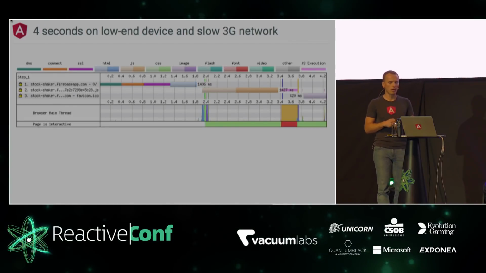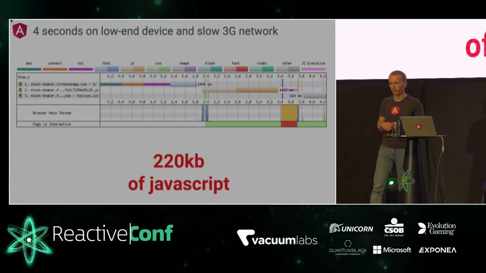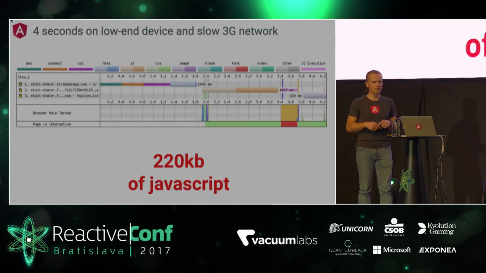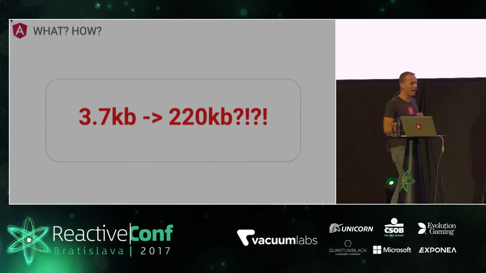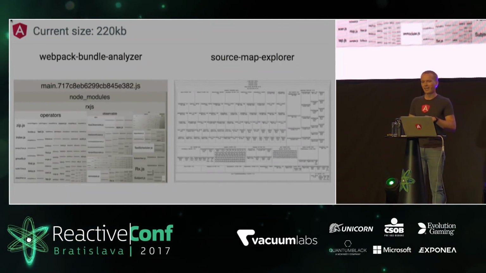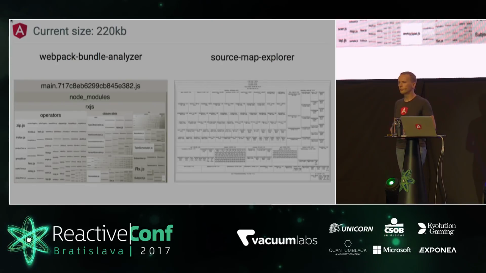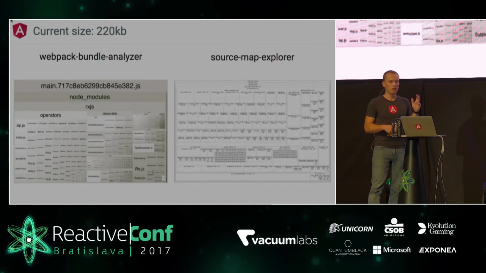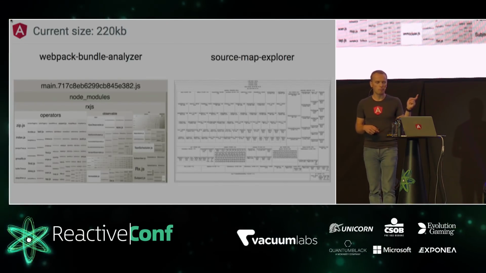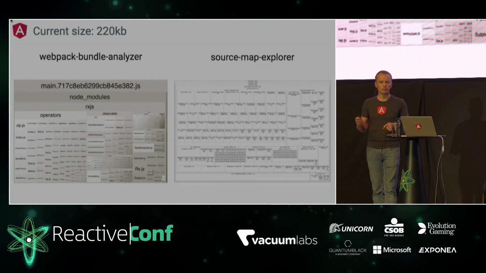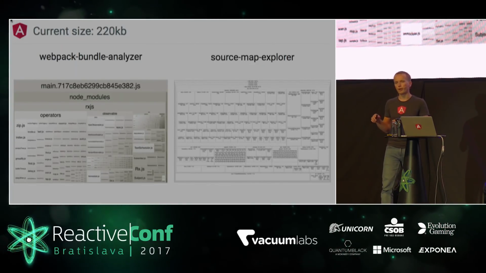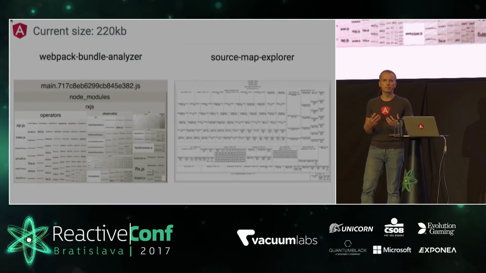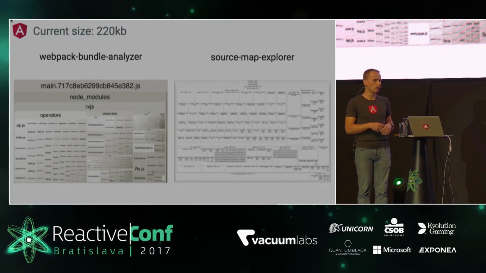So we see that there's a lot of JavaScript activity happening. Let's check why. Well, there's 220 kilobytes of JavaScript in this application. That's really weird. How did that happen? We have several tools at our disposal to analyze what is being shipped, what is being loaded by the browser. I'm using two in this presentation, Webpack Bundle Analyzer and Source Map Explorer. They both target the same JS file, but they show slightly different perspectives on what is present in the bundle.